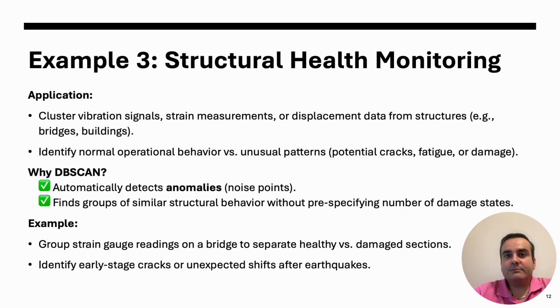In structural health monitoring, DBSCAN is used to analyze continuous data from sensors attached to bridges, buildings, or other structures. These sensors measure things like vibrations, strains, or deflections. DBSCAN helps group normal behavior patterns and flag unusual changes as anomalies. For instance, a sudden change in strain measurements after an earthquake could indicate early stage cracking or internal damage, which DBSCAN can highlight automatically.